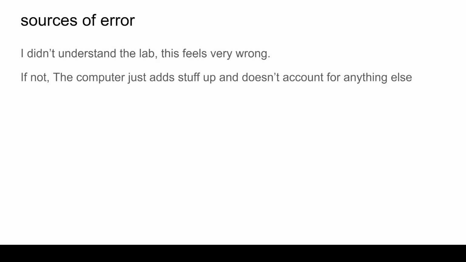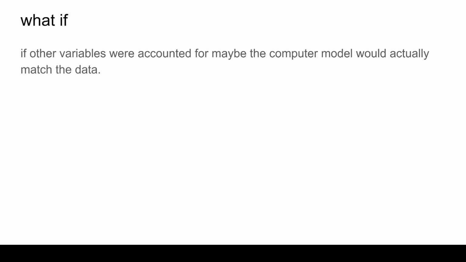Sources of error: maybe I just didn't understand the lab. Maybe I coded it wrong, or maybe I tracked it wrong. But if not, then the computer just adds stuff up and doesn't really account for anything like friction or gravity slowing it down, or really anything at all. It just adds stuff. Maybe I also did the code wrong, who knows?